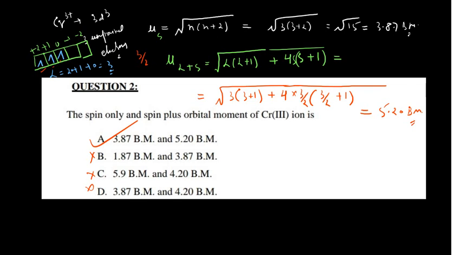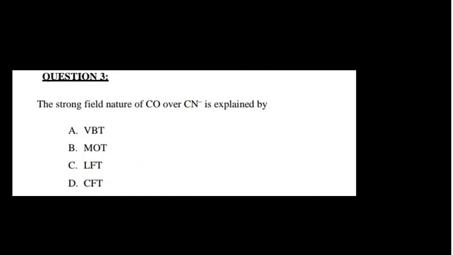Now moving to the next problem, what it says is, the strong field nature of CO over cyanide is explained by X. Okay guys, this problem is quite simple, and this is again a theoretical problem. You can blindly mark LFT, ligand field theory. VBT, which you have studied, deals with the hybridization of the complexes, so it does not give the idea why CO is actually a stronger field ligand than cyanide. Similarly, molecular orbital theory is something different. Crystal field theory, you may have confusion between B and C, but you have to select C.